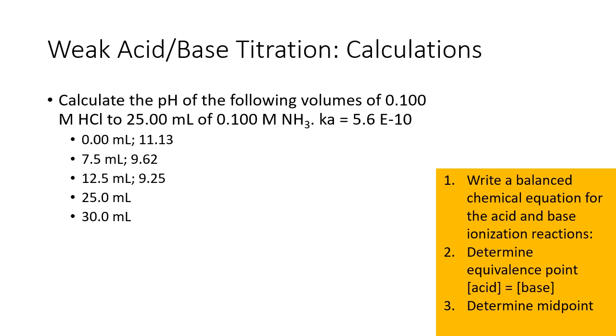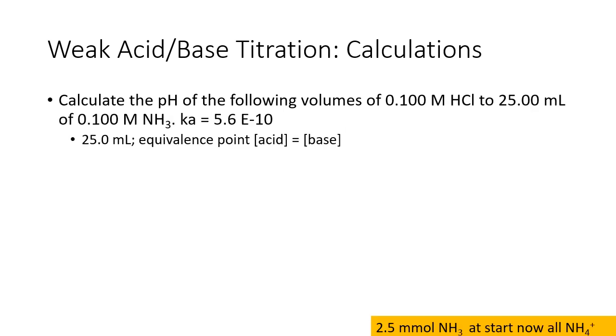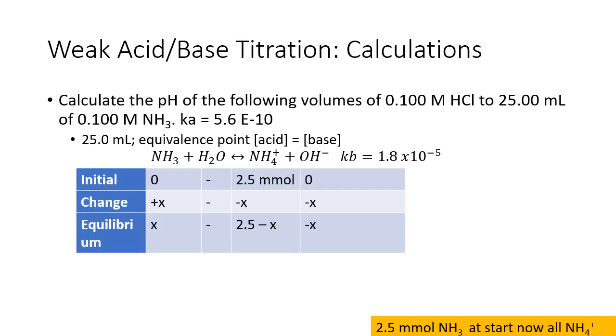Okay, so we filled in 3 out of our 5 possible data points. We're going to do the equivalence point next. We remember that that was at 25 milliliters. Your first instinct might be to start with the base ionization equation, because that's what we've been doing, and then fill in the ICE table. And I left it with millimoles just because I didn't feel like changing to molarity to make this point.